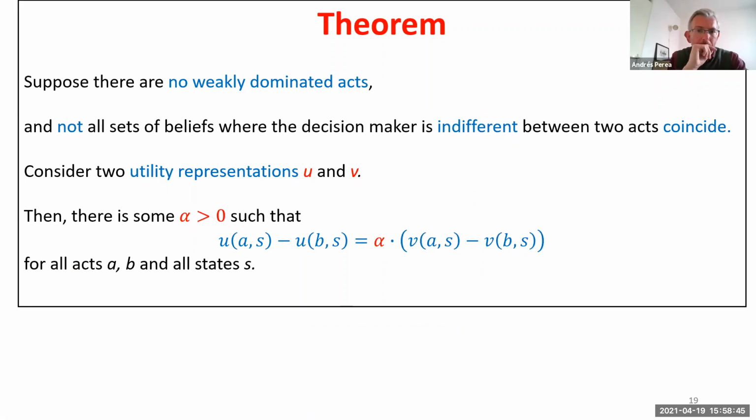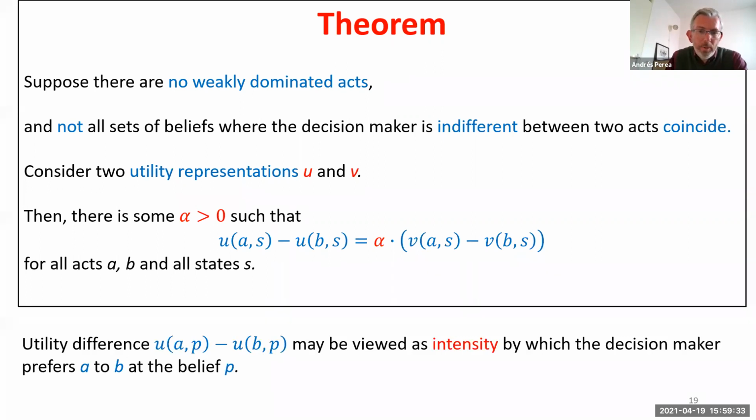Actually, it's said that if there are no weakly dominated X, then the relative utility differences would be unique. That's shown in the theorem here. It says that if there are no weakly dominated X, and if not all the sets of beliefs where the decision maker is indifferent between two choices coincide, then the following is true: if we have two different utility representations, U and V, then there is always a positive number alpha such that the expected utility differences in U are always alpha times the expected utility differences with respect to V. Or in other words, the relative expected utility differences are uniquely given in this case.